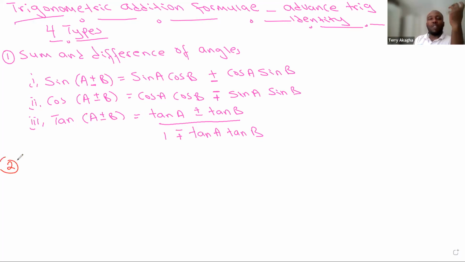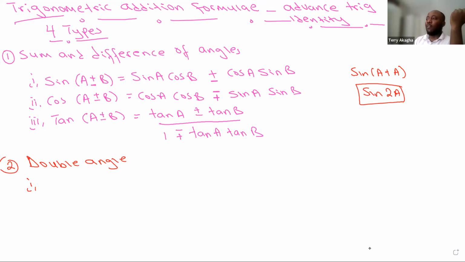Number 2 is what is usually called the double angles. Some of you might have heard of the double angles. Basically, it's when A and B are the same thing. Double angles are usually derived from the sum and differences of angles. Like I said, there's a proof for it, but we don't have time for that. The double angle is when A and B are equal, so for instance, sine A plus A, you can write it as sine 2A. That's what we call the double angle. Basically they are identical.